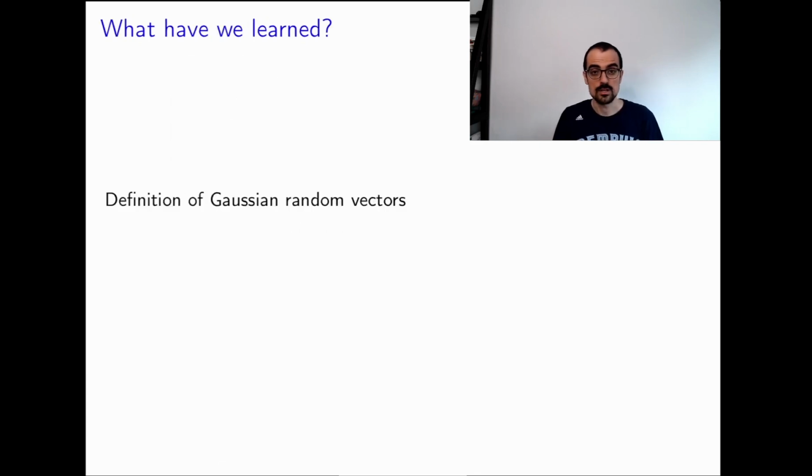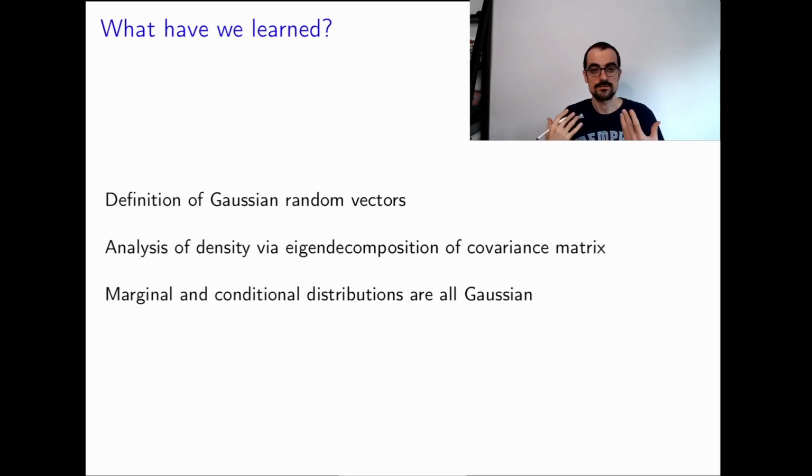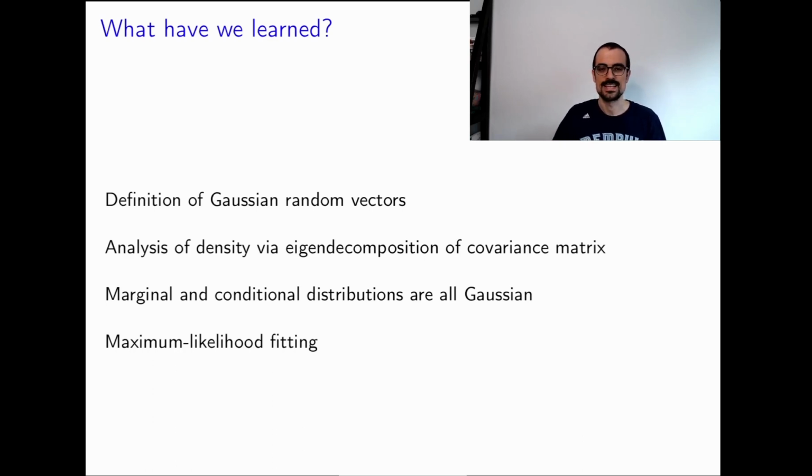All right, so what have we learned? We have defined the density of Gaussian random vectors. We have analyzed the contour surfaces of the density and found them to be ellipsoidal using, again, the decomposition of this parameter that was called a covariance matrix. We have shown you that the marginal and conditional distributions of Gaussian random vectors are Gaussian. And we have also shown you how to fit real data using the Gaussian parametric model via maximum likelihood. Thank you very much.